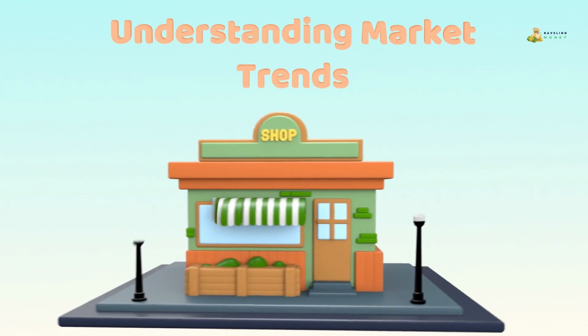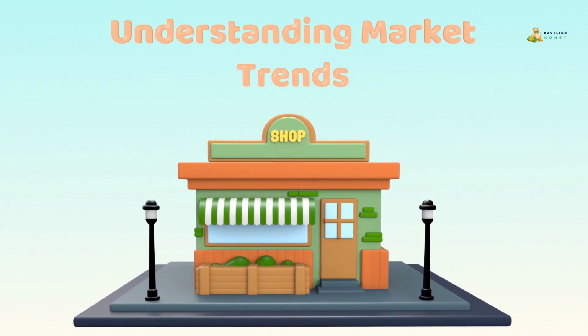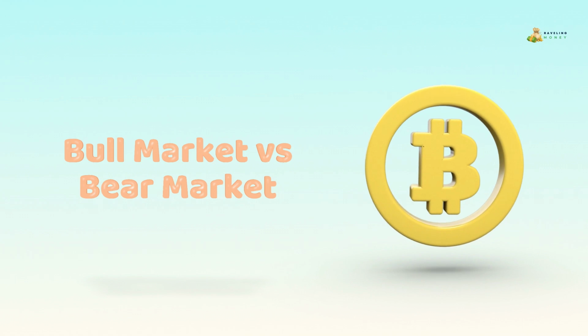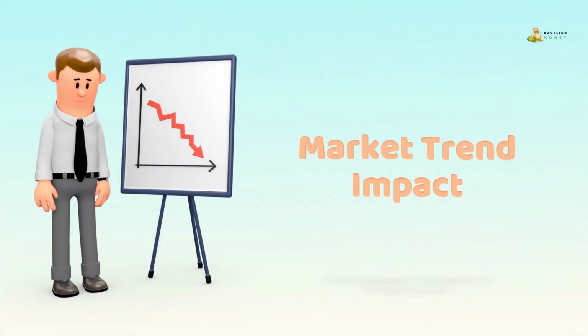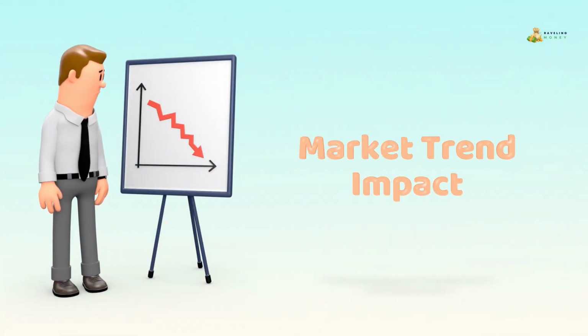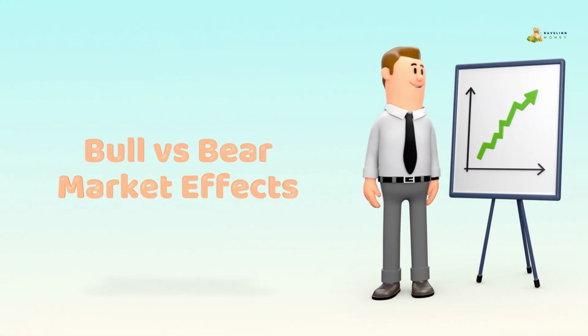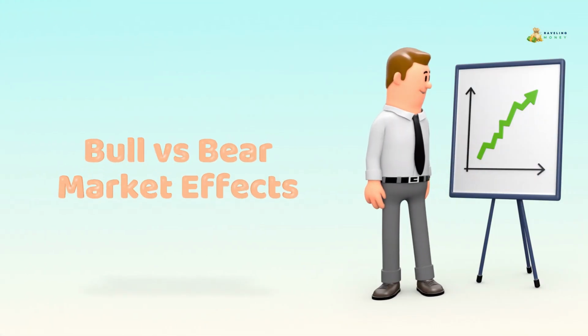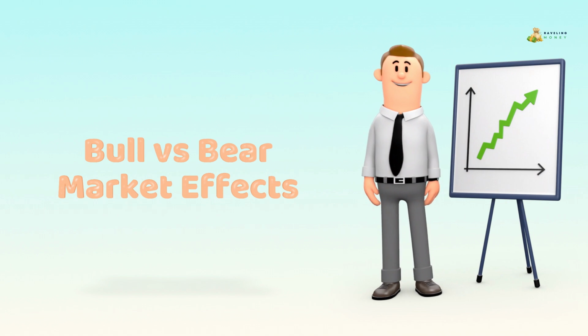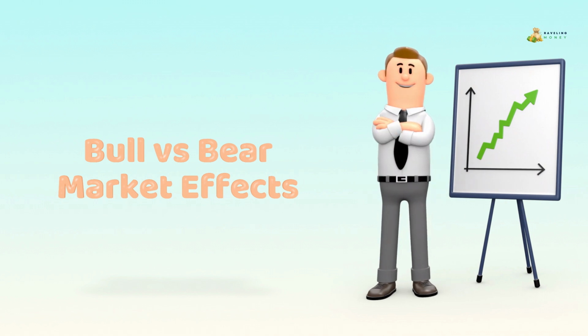Market trends. Understand market trends and how they affect stock sentiment. Are we in a bull market or a bear market? The overall market trend can impact individual stock performance. A bull market, characterized by rising prices, generally favors stocks, while a bear market, with falling prices, presents challenges.